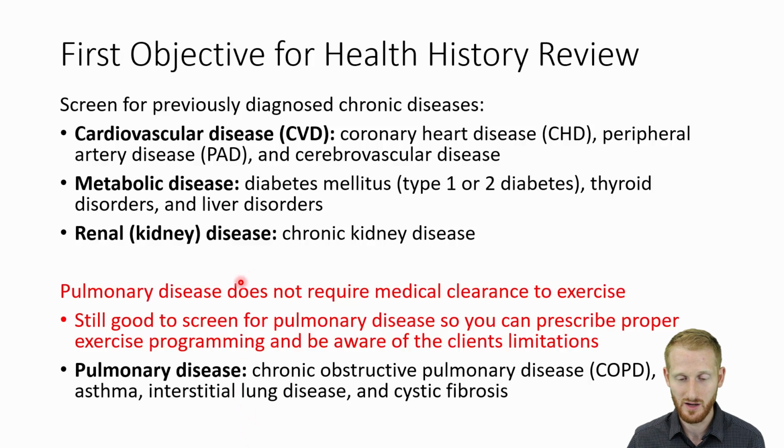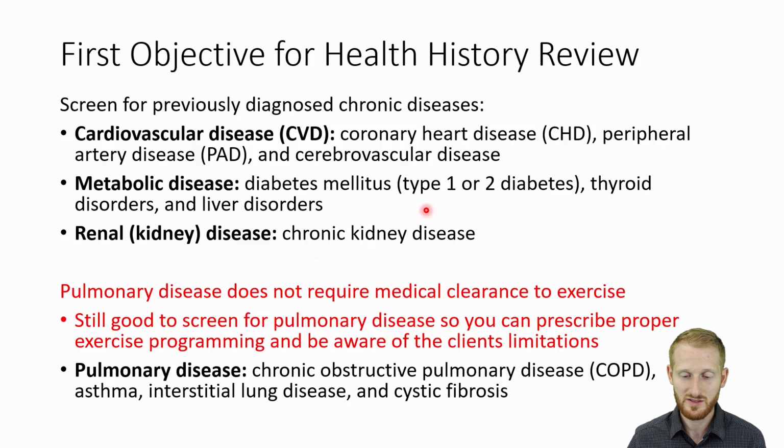All right, so objective 1 here is to screen the person for previously diagnosed chronic diseases. The big diseases that we need to be aware of are cardiovascular diseases, metabolic diseases, and renal or kidney diseases. The cardiovascular diseases, we're talking about peripheral arterial disease, previous heart attacks, strokes, things like that. Metabolic diseases, we're talking about diabetes, various liver disorders, thyroid disorders, hyperthyroidism, hypothyroidism, those sorts of diseases. For the renal or kidney diseases, chronic kidney disease, there's some others out there, maybe big kidney stones, different things like that.